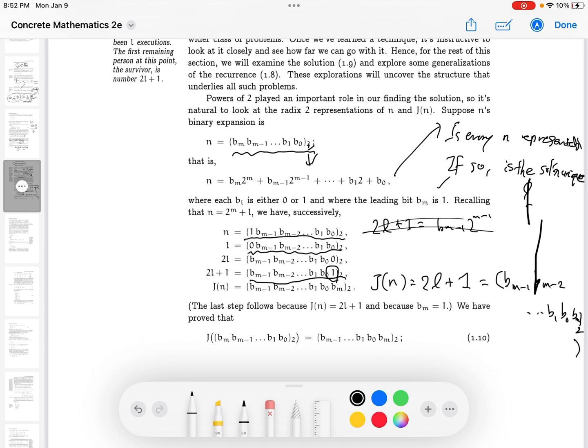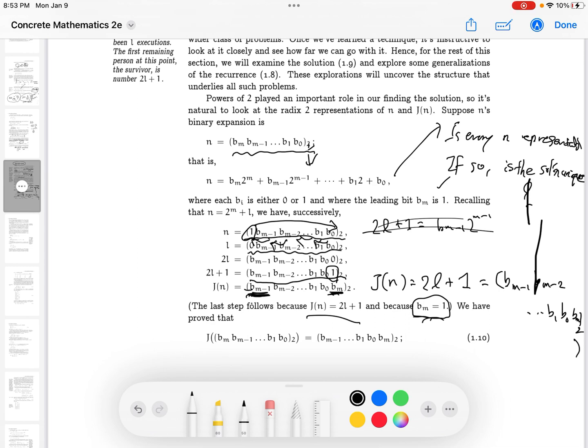So you can see that when n is represented in radix 2, you can consider J(n) to be moving bm all the way to the 0th place, and everything else is shifted one place to the left. Notice that bm minus 1 is now the leading one, bm being the last one. The last step follows because J(n) equals 2l plus 1, and because bm is equal to 1.